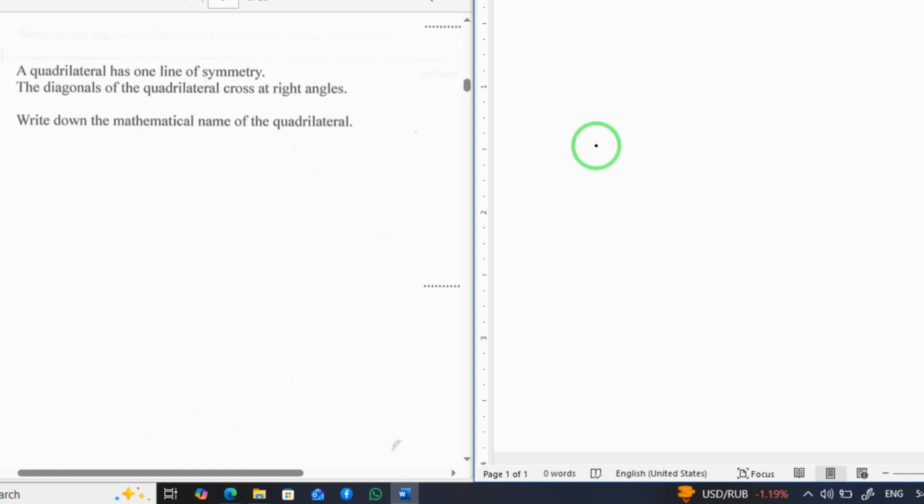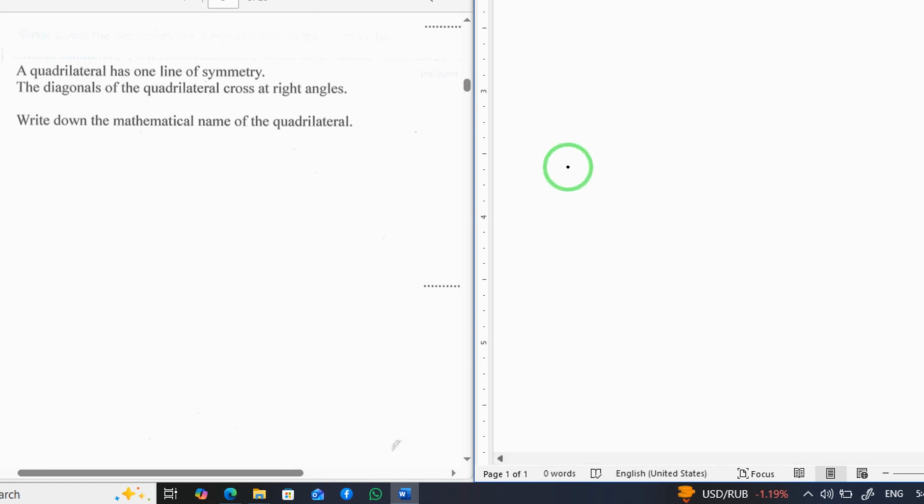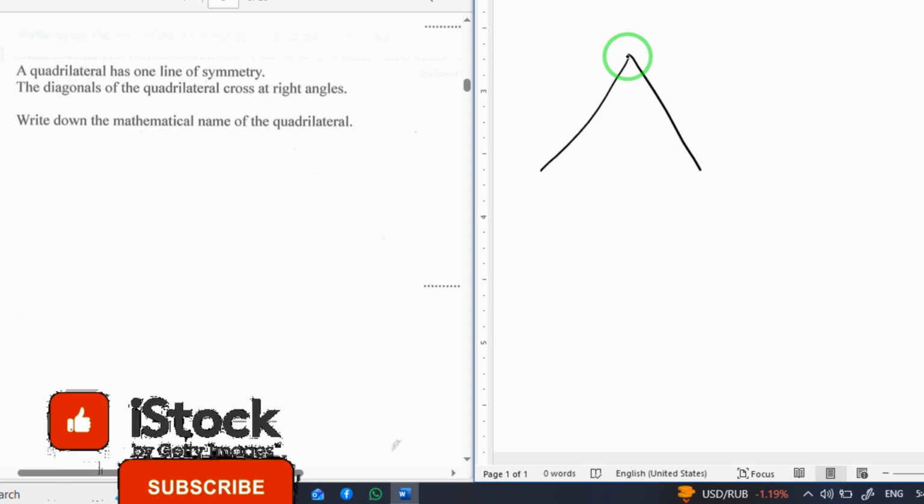Okay, well, actually a quadrilateral we draw here, for example, like this, but this is not this. It doesn't have this feature. Quadrilateral has one line of symmetry. It doesn't have symmetry. I write like this. I draw or plot a geometrical figure, for example, like this.